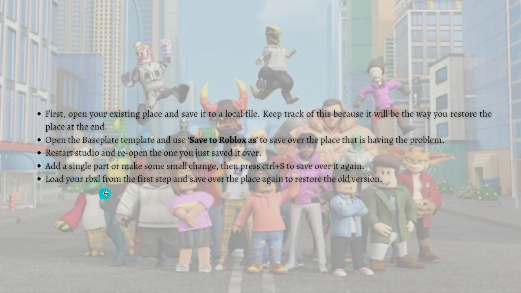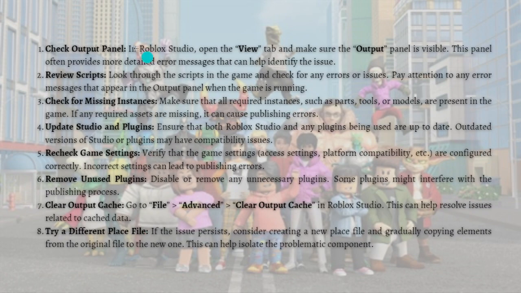Add a single part or make some small change, and then simply press Control S on your keyboard to save it over again. Then load your RBXL from the first step and save over the place again to restore the old version. So that's it for the first fix, and what I'm going to show you next are some troubleshooting steps that you can do if you're having the issue.